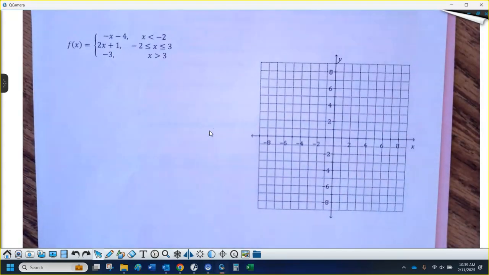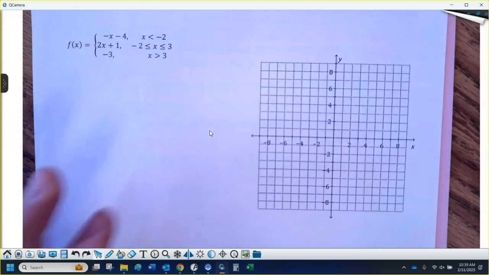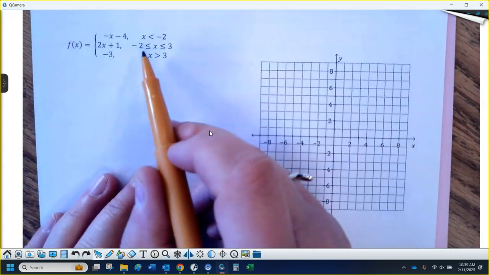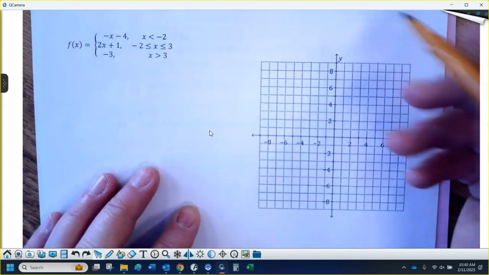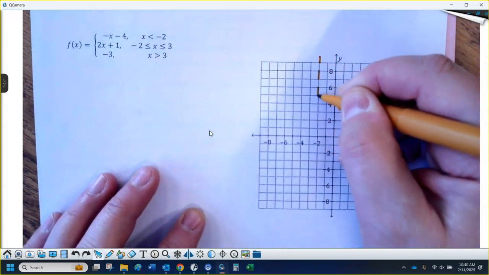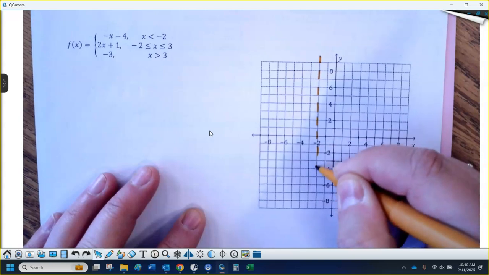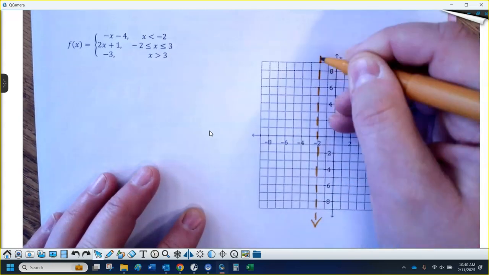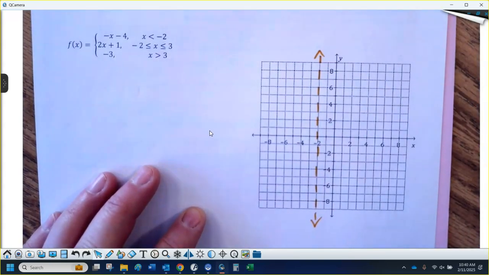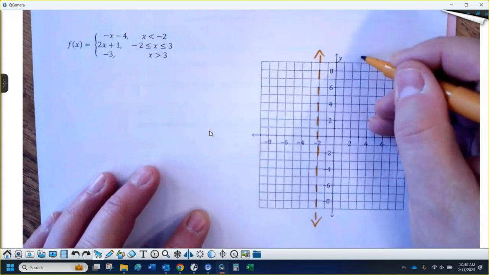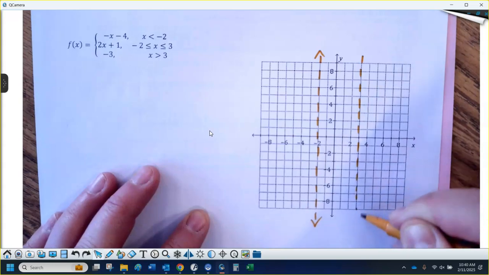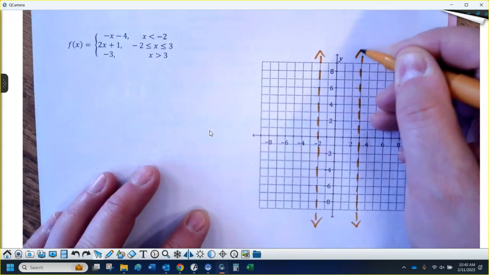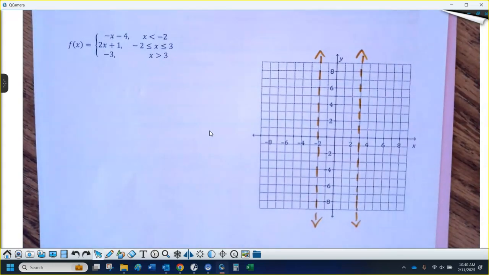Okay, so again, you don't have to, but my first recommendation, I'm just going to draw a little dotted line to show myself where these switch over. So if I'm looking at these inequalities, we're going to switch over at -2. So I'm going to do a nice vertical line at -2. And then it also switches over at +3. So just doing a nice vertical line, all these x values are 3. And that way I know which ones to switch between.